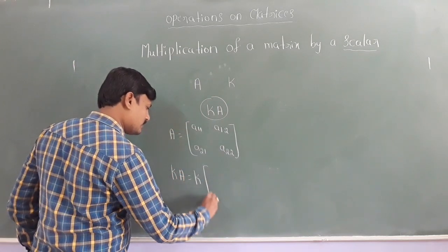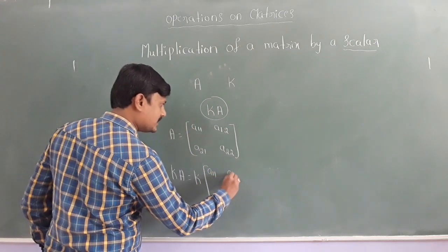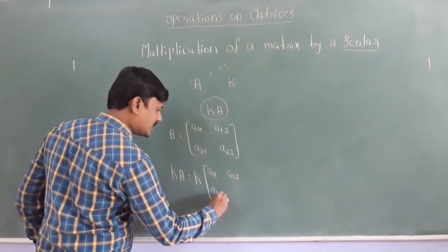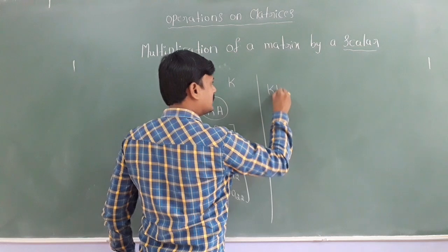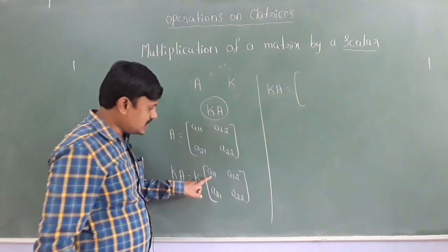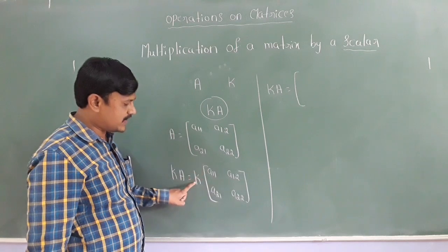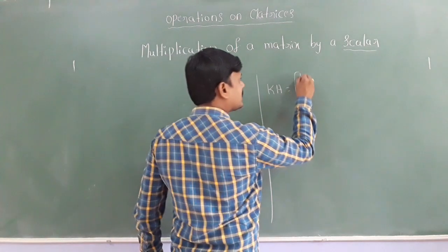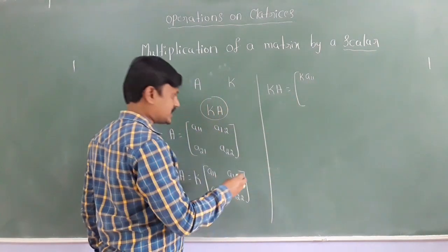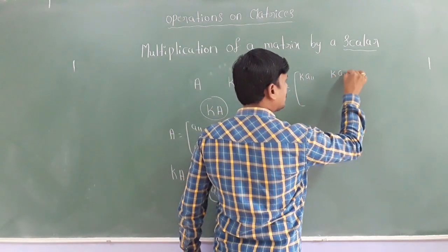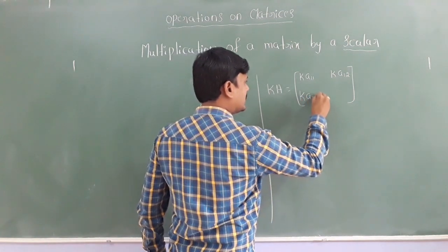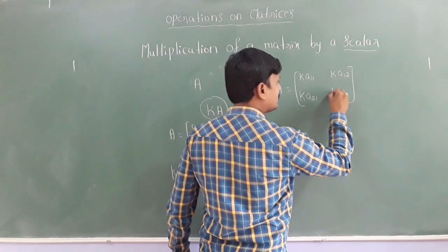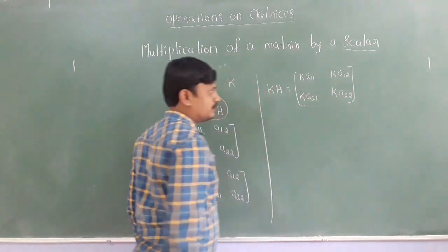K as it is. What is the A value here? It is A11, A12, A21, A22. Then K into A. Here each element of the matrix A is multiplied by K. K into A11, next K into A12, K into A21 and K into A22.